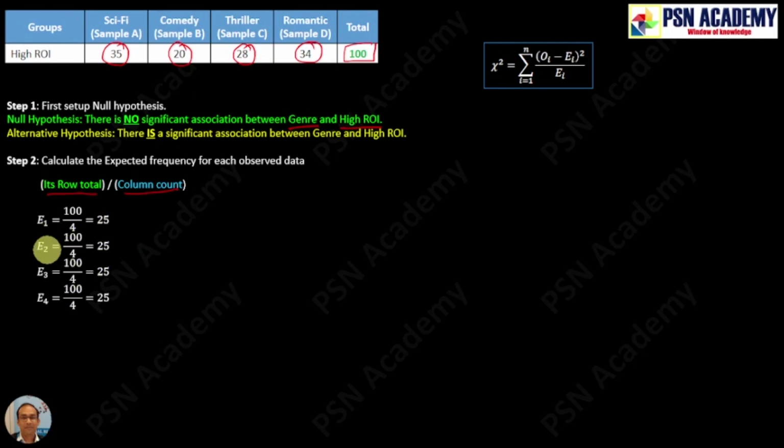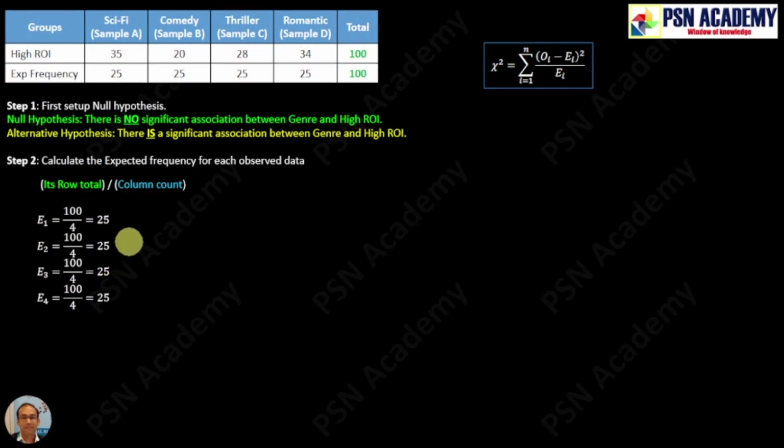So all E1, E2, E3 and E4 have got 25, because in each case there is only one row and the column count is static, that is 4. It is fixed. So 100 by 4 for all these expected frequencies. So you get 25 in all the cases. So here you go. Expected frequency is 25 in all the cases, and if you add these 25s, then you will get 100.